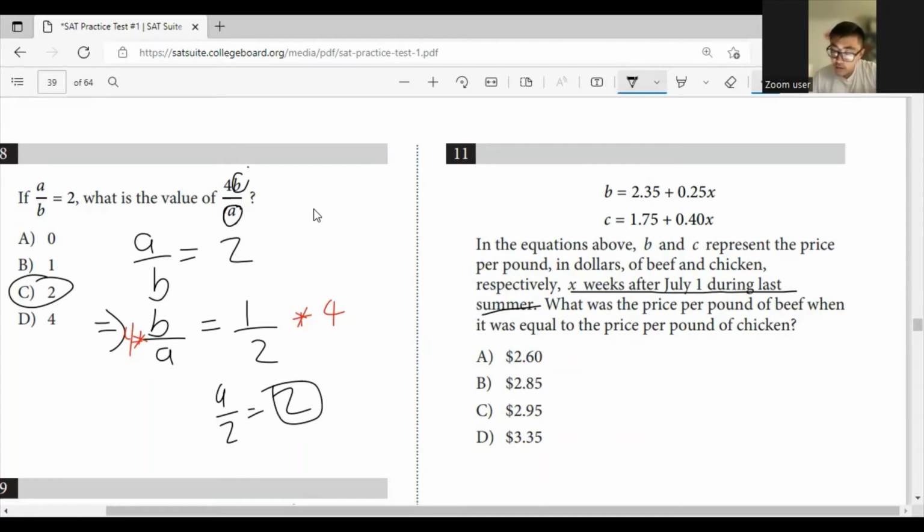So what was the price per pound of beef when it was equal to the price per pound of chicken? Okay. And the equations above, B and C represent. And what was the price per pound of beef when it was equal to the price per pound of chicken?